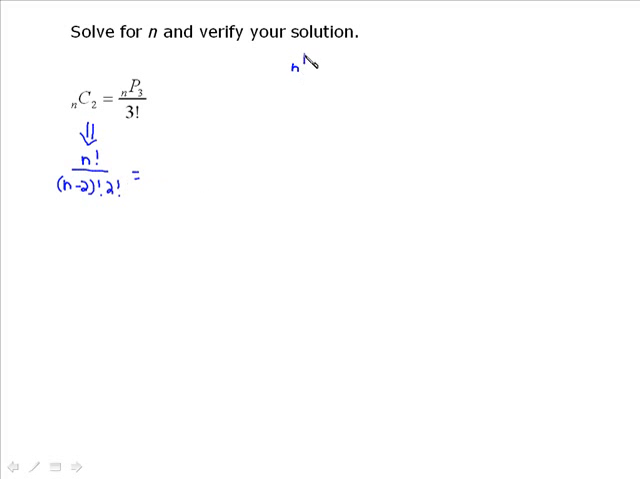Don't forget, or if you do forget, look it up. N pick r is equal to n factorial over n minus r factorial. So n pick 3 becomes n factorial over n minus 3 factorial. And then this is all over 3 factorial. Now that 2 factorial and the 3 factorial can be cleaned up at any point. Now the difficulty with this one, in my mind, is that we have these complex fractions on the right.